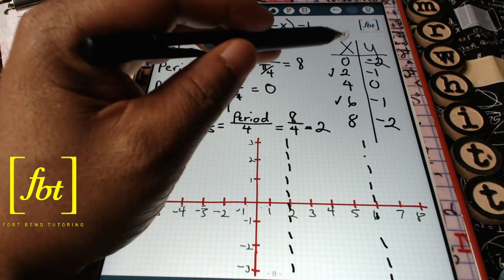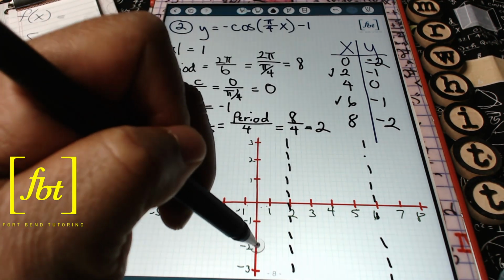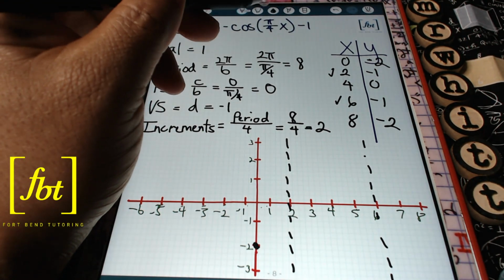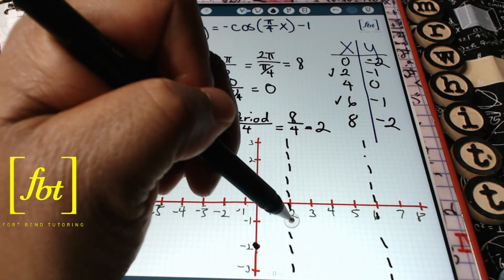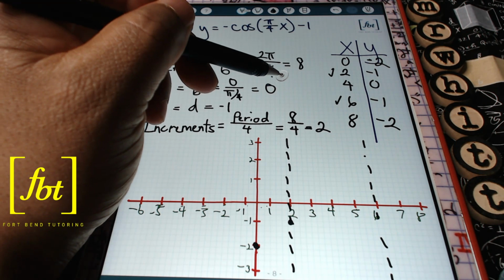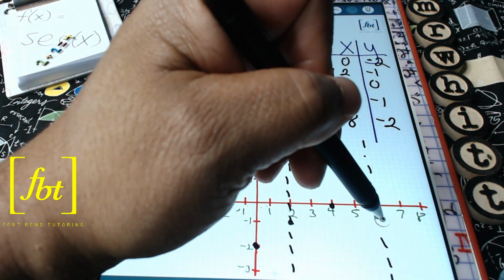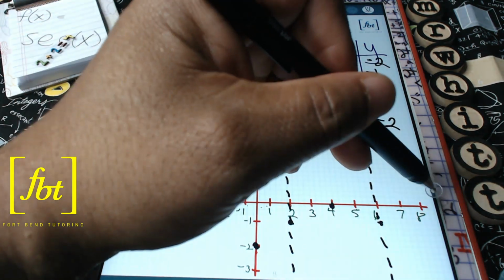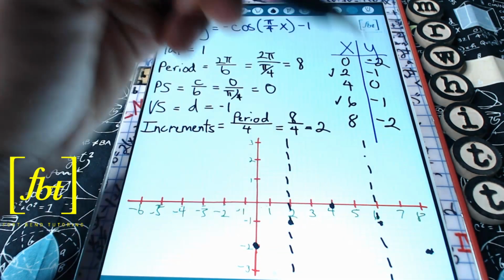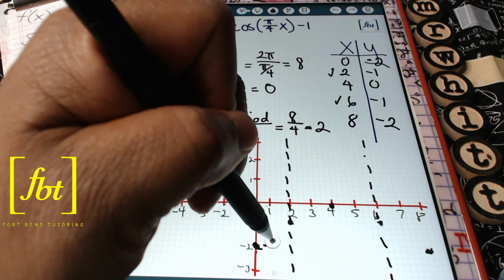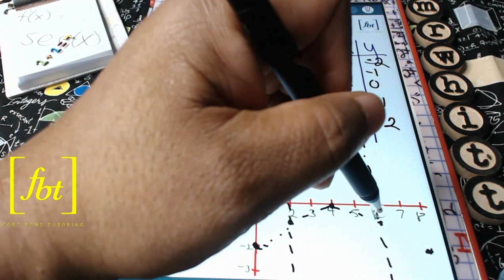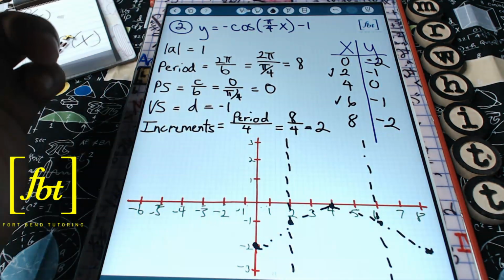So we'll begin with the point (0, -2). Gives me a point here. Also, we have a point at (2, -1). Then I have a point at (4, 0). Then another point at (6, -1). And we also have a point at (8, -2). All right. And remember, this is going to be our graph of cosine that we're going to use to help us graph our secant function.